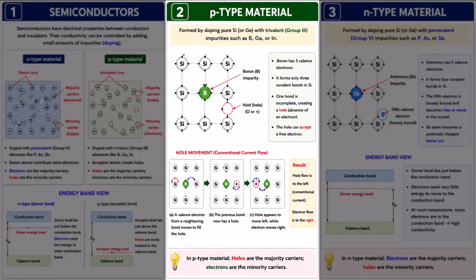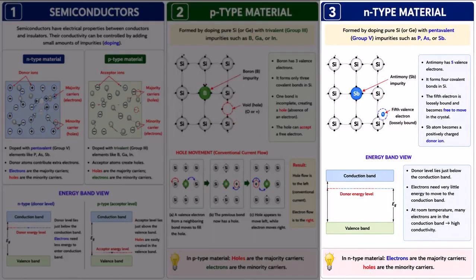So, in P-type material, holes are the majority carriers. Electrons are the minority carriers. The impurity atom accepts an electron. Therefore, trivalent impurities are called acceptor impurities.